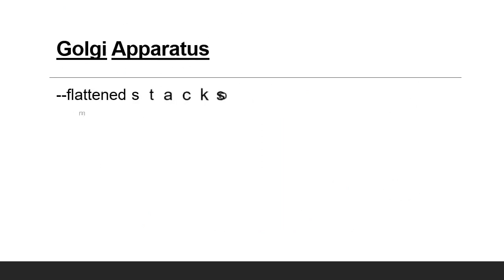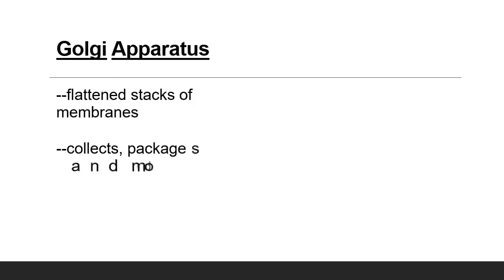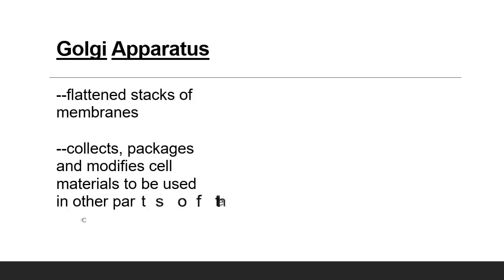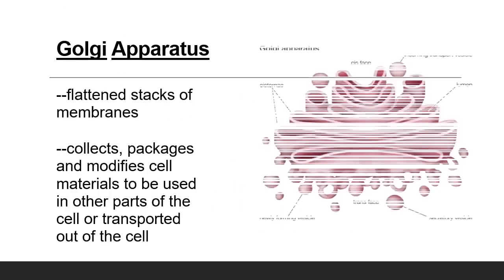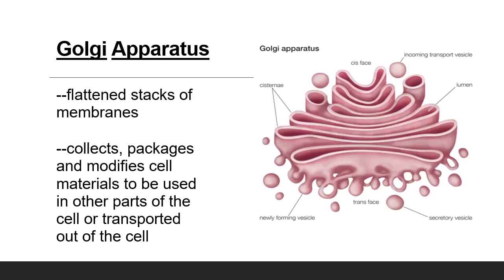Golgi apparatus or Golgi bodies. These organelles were discovered by Camillo Golgi. They are flattened stacks of membranes that collect, modify, and package material to be used in other parts of the cell.